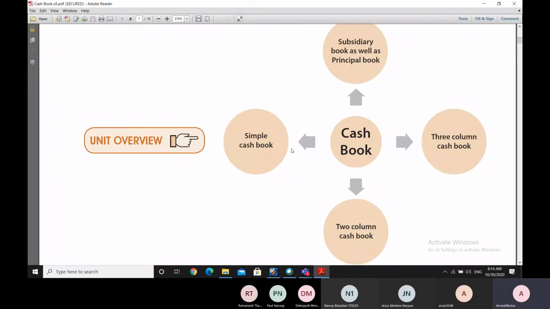Now, this is a diagrammatic representation of broadly the things that you'll be studying in this chapter. Cash book, a simple cash book, a 3-column cash book, 2-column cash book. Cash book being a subsidiary book as well as a principal book, both.